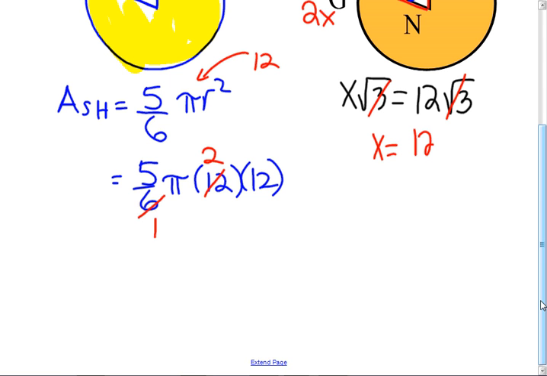I could multiply the 2 times 12, 24 times 5. I don't know what that is, and I could do it, it's not hard. Or I could do 5 times 2, because that's 10. And 10 times 12 is 120 pi. So I don't need a calculator, not all the time. I think the calculator gets in the way. But we'll see.